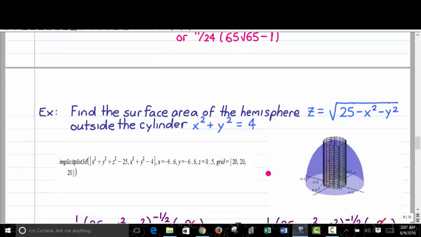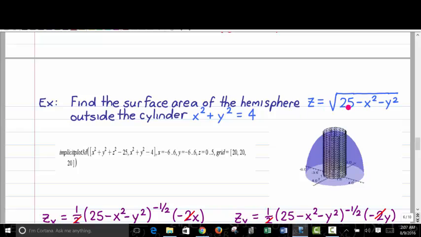Pretty exciting. So it's a hemisphere, half sphere. That tells us our radius of that sphere is going to be 5 if we have 25 here. Outside the cylinder, x squared plus y squared equals 4. No restrictions on x and y, so you can pretty much assume we're going all the way around that thing. So I've got a radius 2 there.